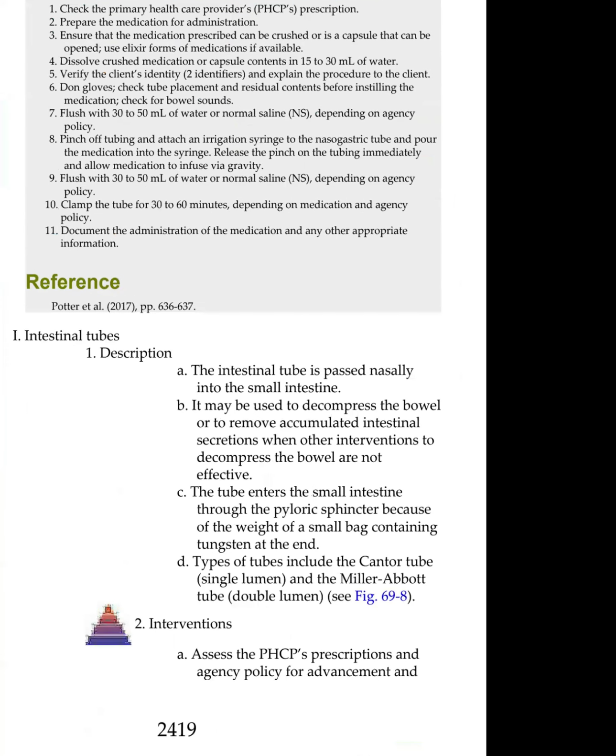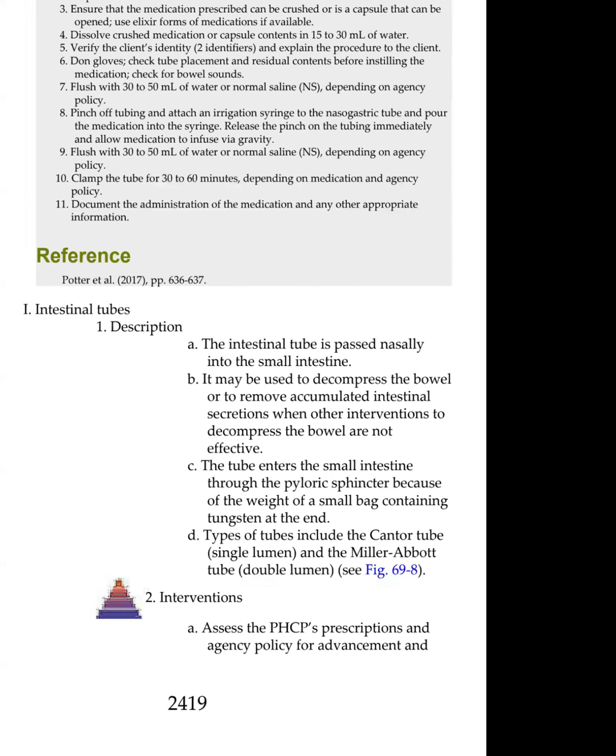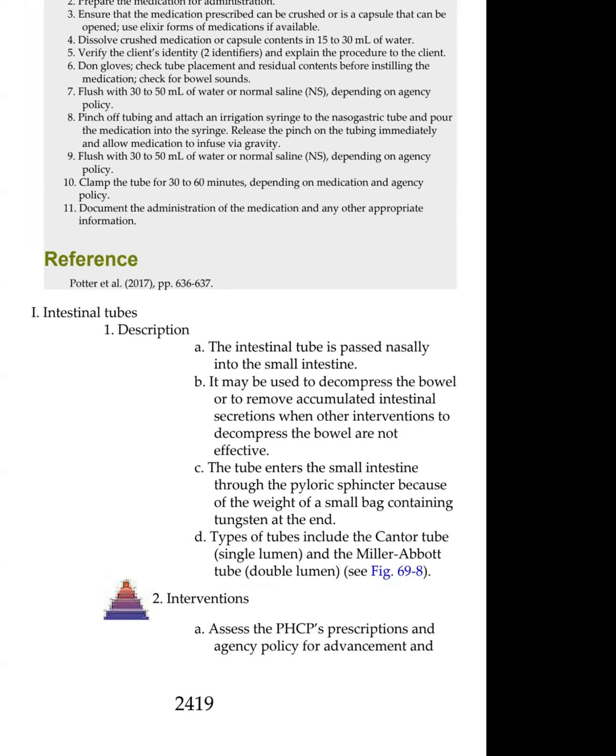Then intestinal tubes. The intestinal tube is passed nasally into the small intestine. Right? It goes all the way into the small intestine. It may be used to decompress the bowel, to remove extra bowel content. Remove accumulated intestinal secretions when other interventions to decompress the bowel are not effective. Right? If the bowel is not emptying, then this is used to remove everything.